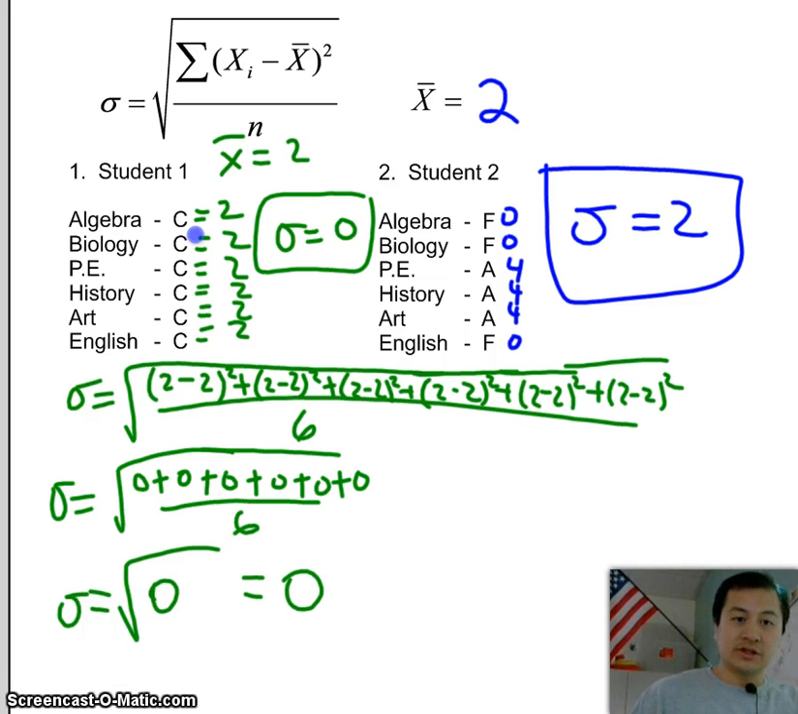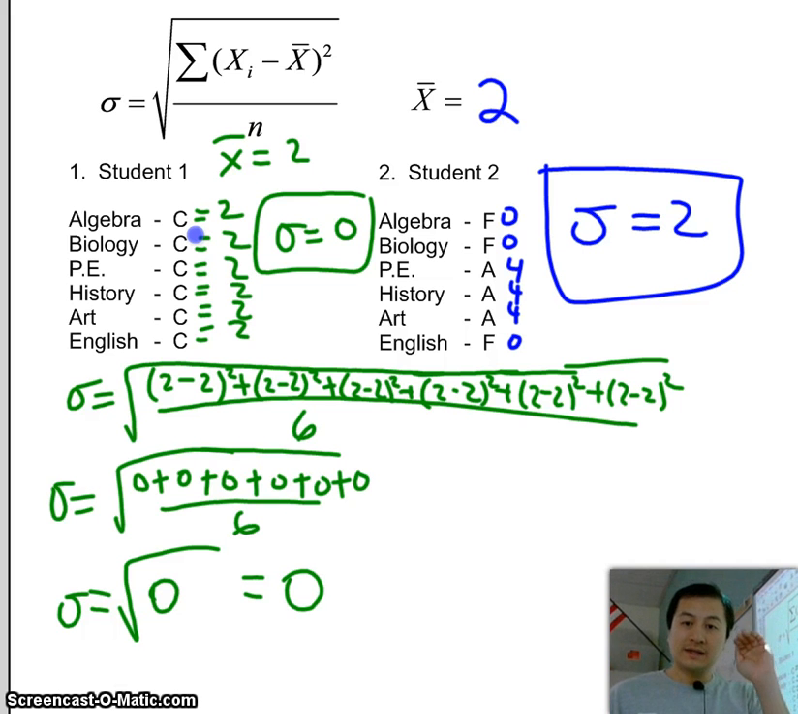For the student with a standard deviation of 2, the average distance from the mean is 2. Look at all these numbers. 0 is 2 away from the mean. 0 is 2 away from the mean. 4 is 2 away from the mean. The average of the distances away from the mean is around 2. So a standard deviation of 2 means his scores, his grades, fluctuate 2 grades up and down.